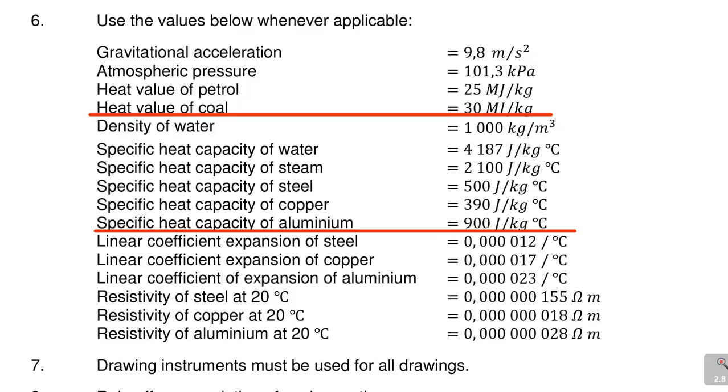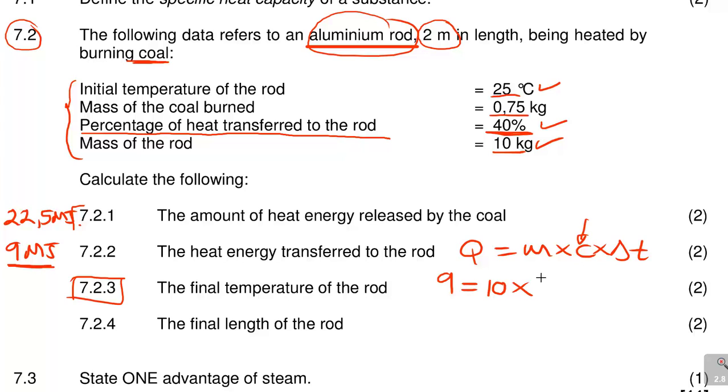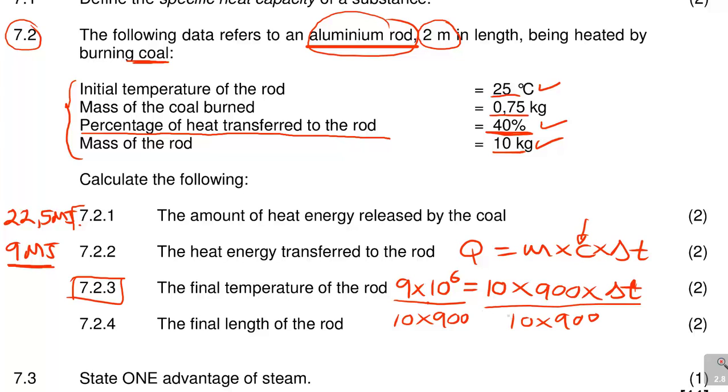So if I take that value to use, it will be 900 times change in temperature, because at the moment I'm looking just for change in temperature. Now look, I just used 9 in this case, but don't forget, the units for 9 were megajoules. So I need either to convert everything, divide everything by 10 to the power 6, or multiply 9 by 10 to the power 6. The easier one is to multiply 9 times 10 to the power 6, because if I just use 9, it will be a wrong reading. I must convert 9 to joules, which is 9 times 10 to the power 6. That is when I can then divide both sides by 10 times 900. Even here, I divide by 10 times 900. I think you can see what is happening here.